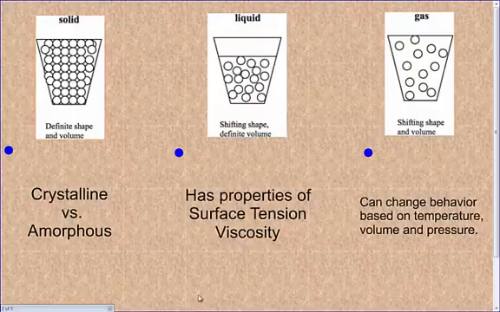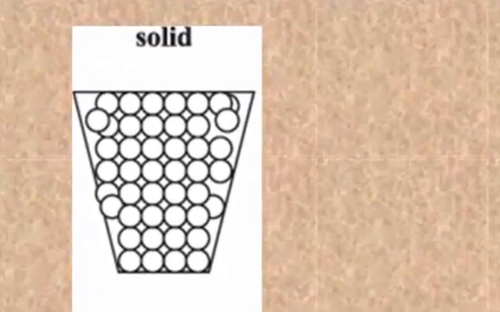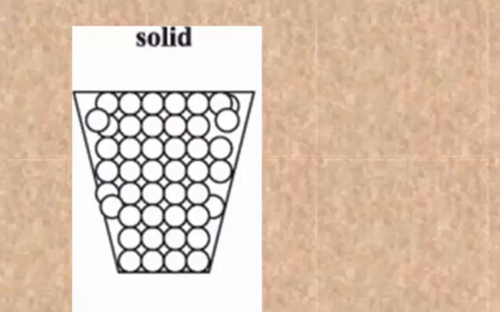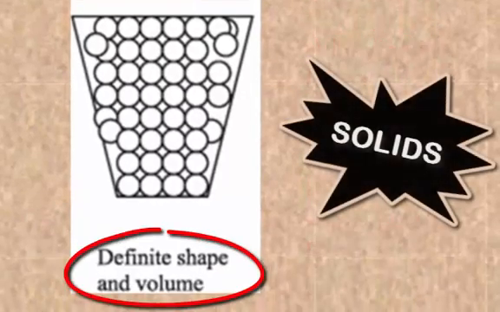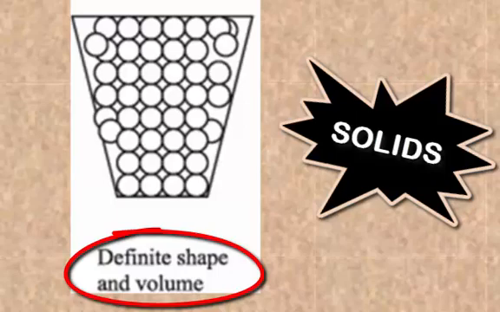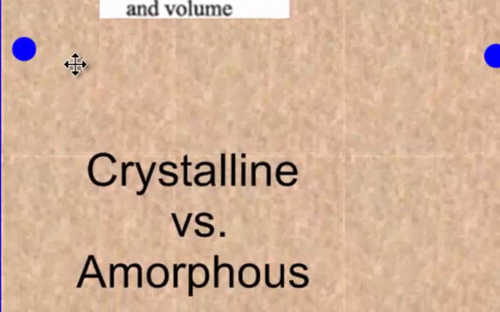So the first state of matter that we're going to focus on is solids. You can see in the picture, the little balls are vibrating in place, and they're kind of bumping off of each other, but they're staying in place. Solids have a definite shape and a definite volume, meaning you can't really change the shape of the solid unless you melt it, but then that would change the state. So we're just talking about solids. They have a definite shape and a definite volume.